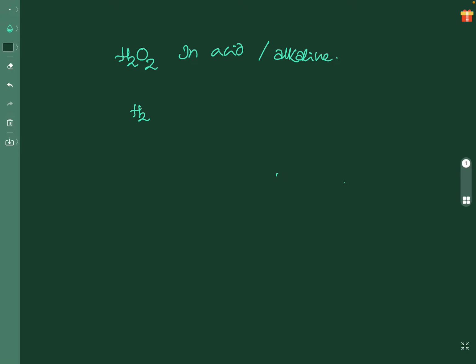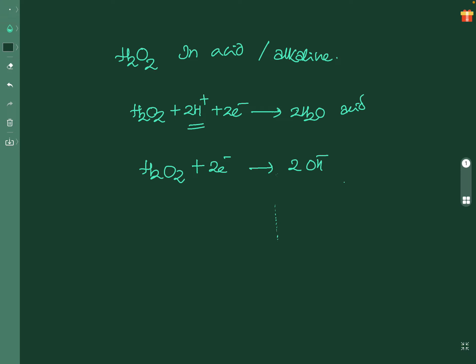How? H2O2 plus 2H+ plus 2 electrons gives rise to 2H2O. H+ means we are doing this in acid medium. Then, H2O2 plus 2 electrons gives rise to 2OH-. This is in basic medium. You can say this is the basic reaction. In acidic medium, this is how it happens. In basic medium, this is how it happens.